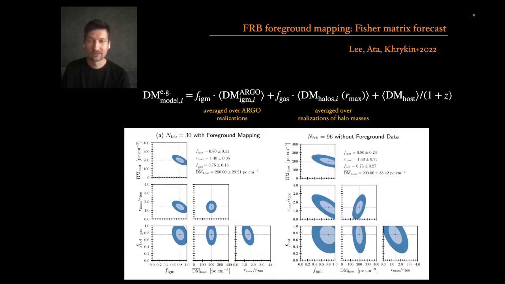So you can see that our Fisher forecast showed that we can constrain the FIGM and F gas to about 10 to 15% precision with just 30 localized FRBs. In contrast, on the right side, you can see the constraints that you would get if you don't use the foreground mapping technique, if you just use basically the Macquart relation. So you can see how the error bars blow up. That's evidence that we are on the right track.